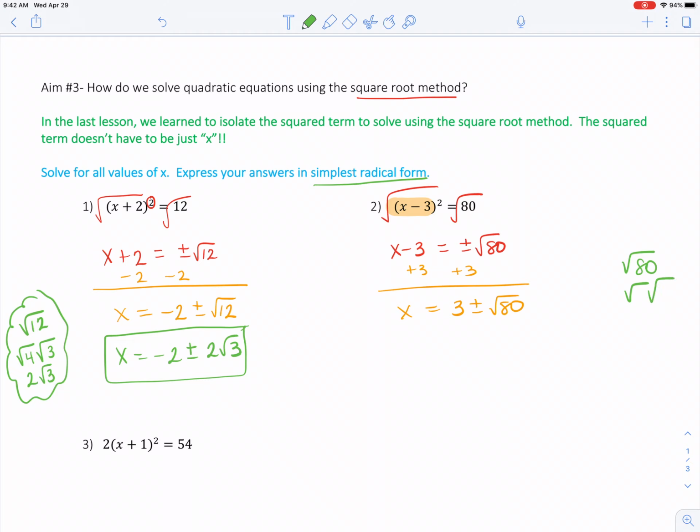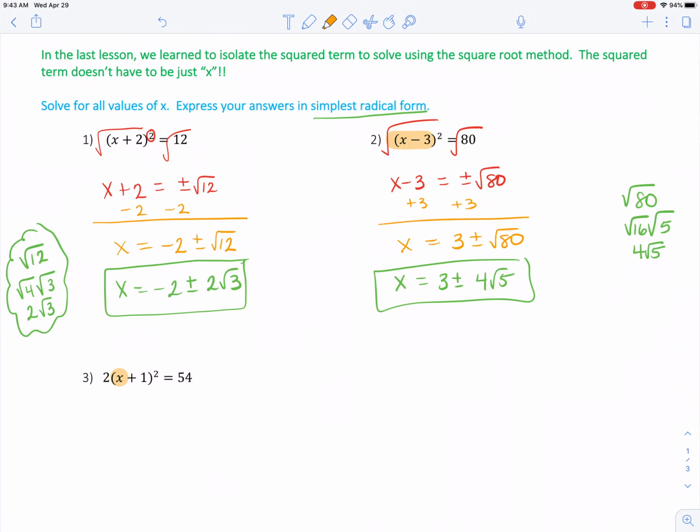What perfect square goes into 80? You're probably going to want to put 80 divided by x into your calculator. Look at the table of values, and you'll see that 5 times 16 is 80, and 16 is your perfect square. So 4 square root of 5. So I'm going to bring down x equals 3 plus or minus 4 square root of 5. Final answer. I would never write it twice, 3 plus 4 radical 5 or 3 minus 4 radical 5. Just write it once.